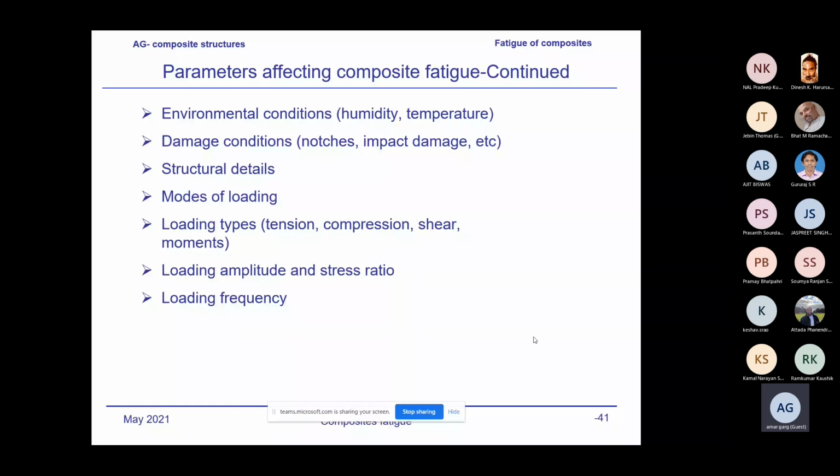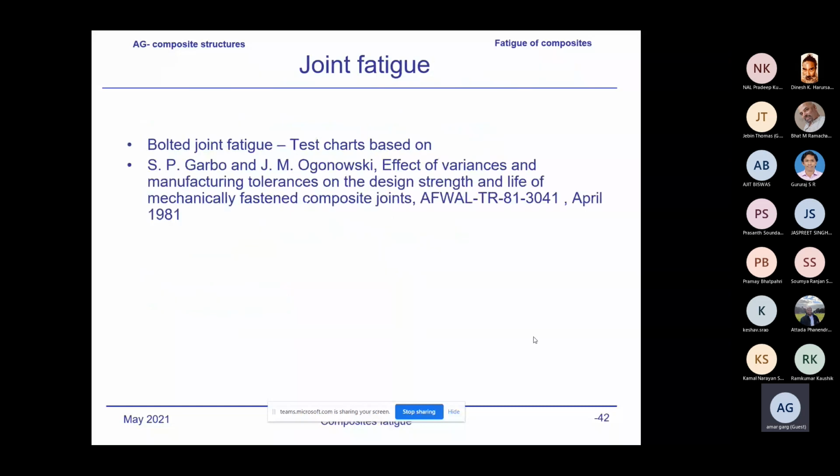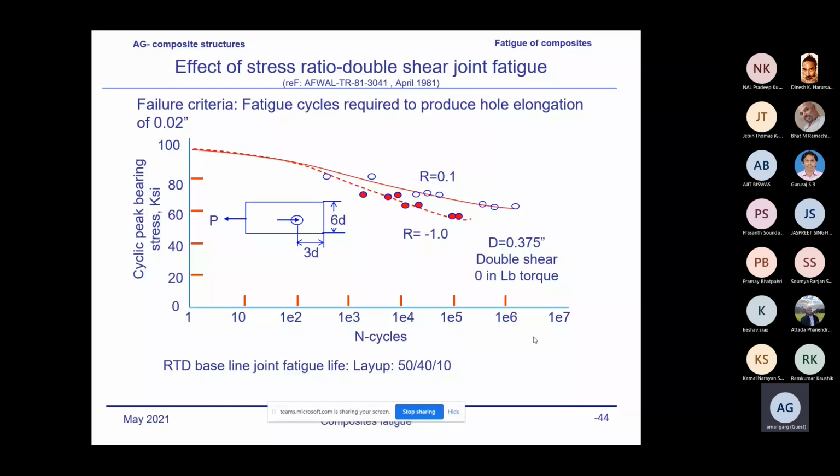Now I'll show you some charts about joint fatigue quickly. Again, this is coming from Ogonowski's report, where it shows cyclic peak bearing stress versus number of cycles, for the effect of R equal to -1 and R equal to 0.1.